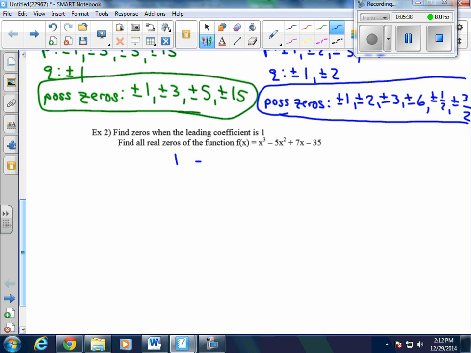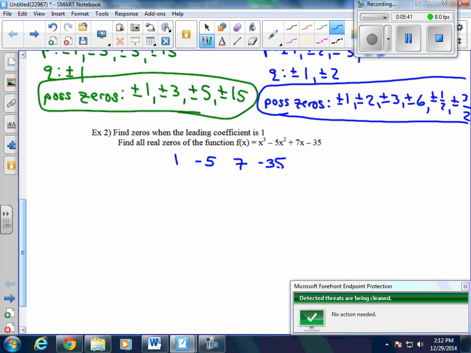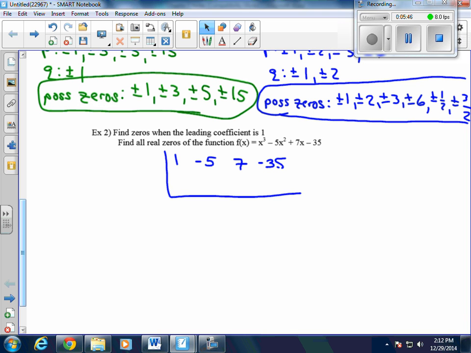So I know that I have 1, -1, -5, 7, and -35. So I'm going to use synthetic division to find that. Well, in this case, I can try any number I want. However, I do know that the possible zeros, which we just found in the previous examples, are the only ones that would work. So I should never try any number that is not one of the possible zeros. So that's what it does. It's going to make that list of possible numbers smaller.